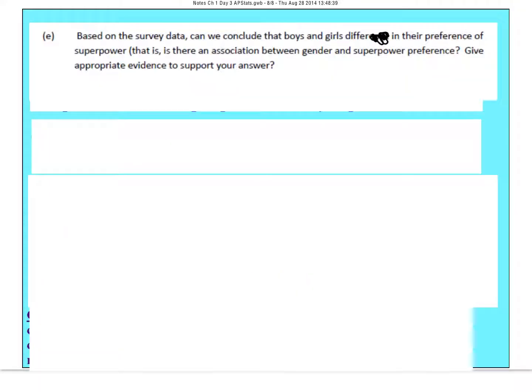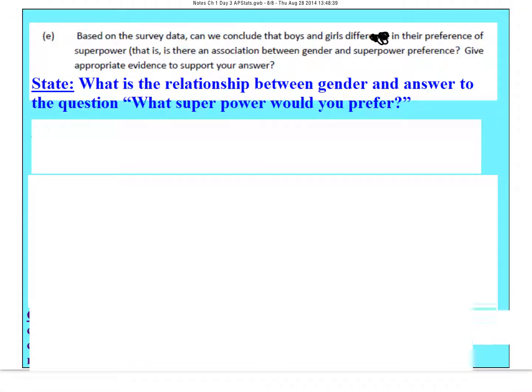So let's go back to the superpowers. Based on our survey data, can we conclude that boys and girls differ in their preference of superpower? That is, is there an association? You're going to want to give supporting evidence. So what you would first start is you would state what's going on. And what's going on is this: is there a relationship between gender and superpower? What superpower would you prefer is the question.